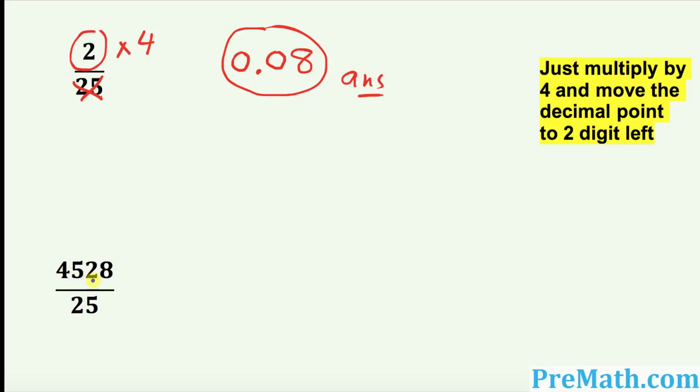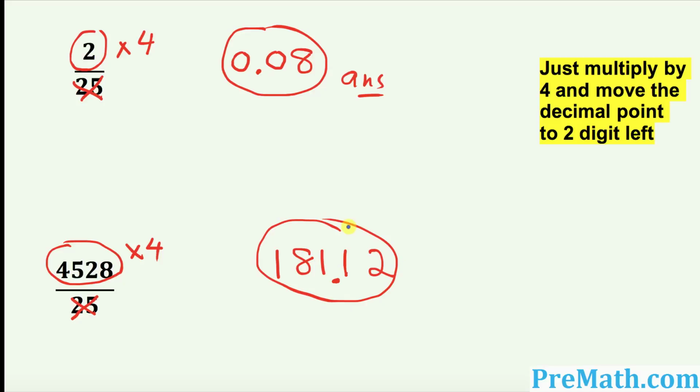How about this one? Once again, 4528 divided by 25. Once again, do not divide by 25. Instead, multiply the top by 4. And once you multiply top by 4, that's going to give you what? 18112. So that's what you got. And now once again, you have to put the decimal right up here. That's your answer.